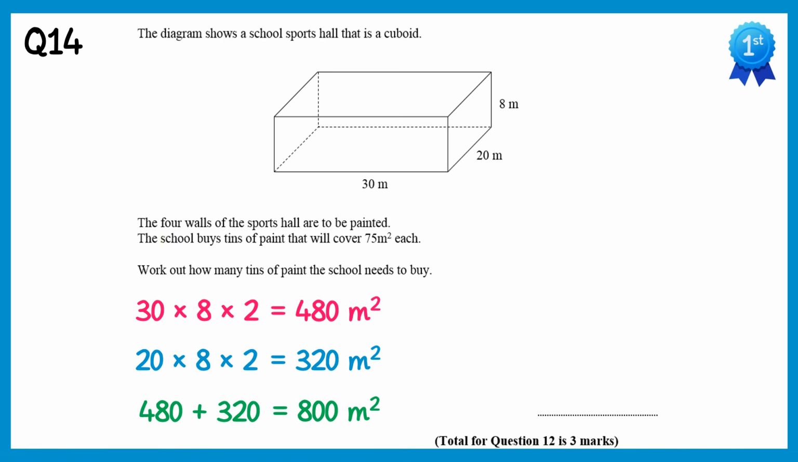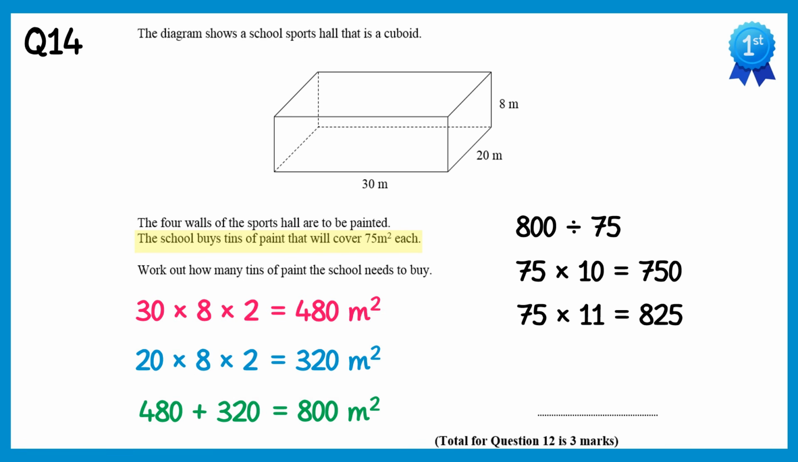We're told in the question that each of the tins will cover 75 square meters, so we need to see how many times 75 goes into 800. This is quite tricky for a non-calculator question. Instead, let's just count up in 75s. In fact, 75 times 10 is 750, so 10 tins is nearly enough. If we add another tin and do 75 times 11, we get 825, so now we do have enough, so we'll need to buy 11 tins.